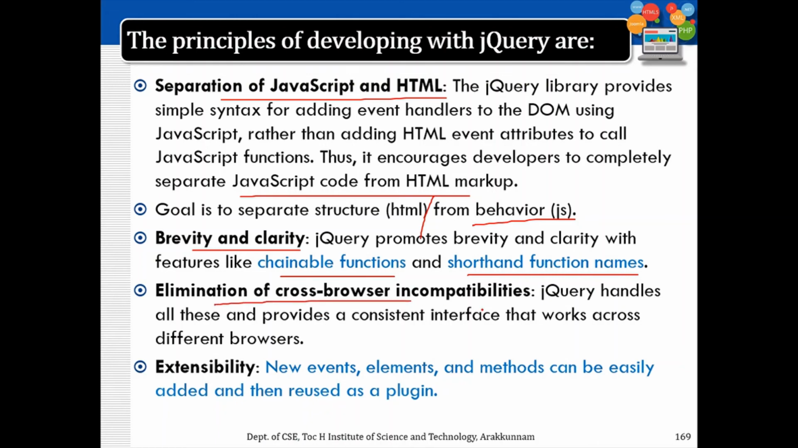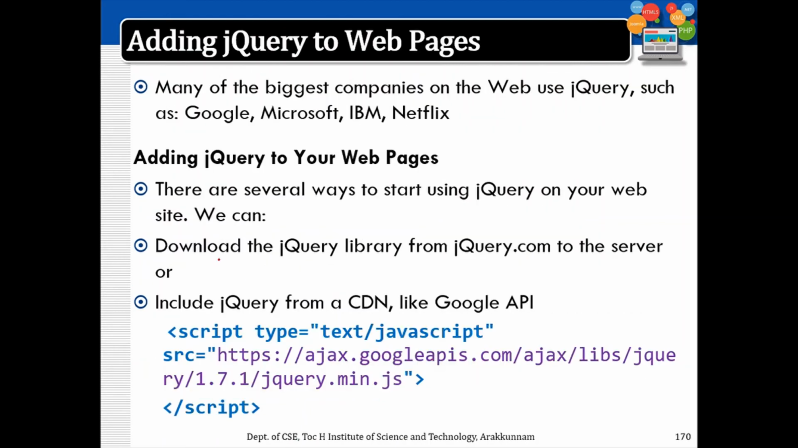Elimination of cross-browser incompatibilities. Then finally, extensibility: by adding new events, elements and methods, they can be reused as plugins. So jQuery is used by many firms like Microsoft, Google, IBM, Netflix, etc. For adding jQuery to web pages, there are several ways to start. We can download the jQuery library from jQuery.com to the server, or include jQuery from a CDN like Google API. So this is the way in which it is done.